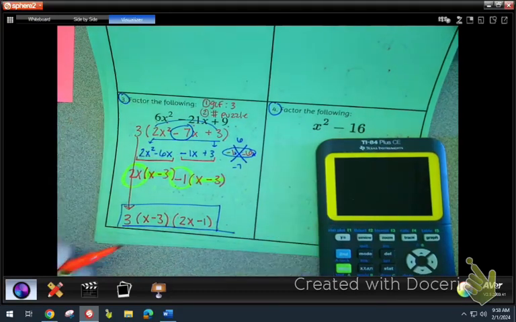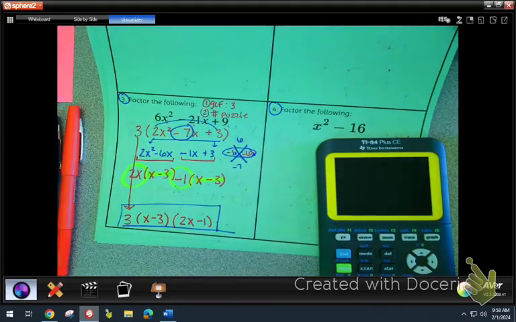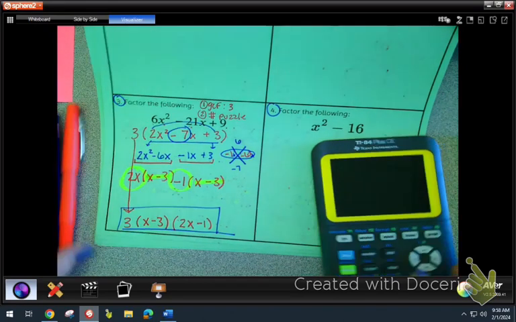The only thing that you have to make sure you remember is if you have a GCF at the very beginning, it's got to go in the front. We want our GCFs in the very front, and then we want our binomials. And that is our factored form. That is our final answer.